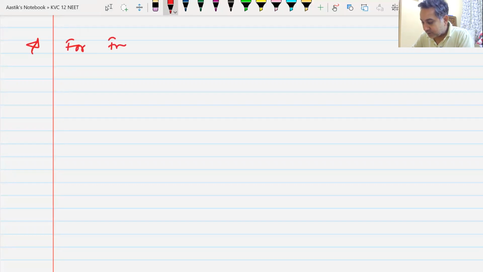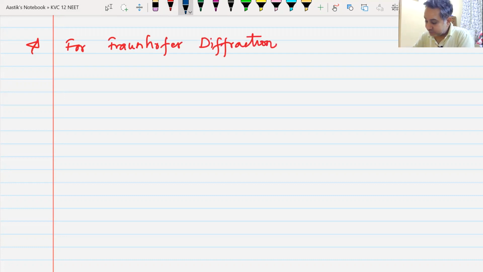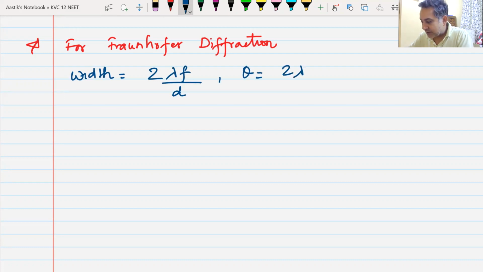For Fraunhofer diffraction, the width of the central maxima becomes 2 times lambda F by D. The angular width becomes 2 times lambda by D. So what has happened is, this capital D has been replaced by F.